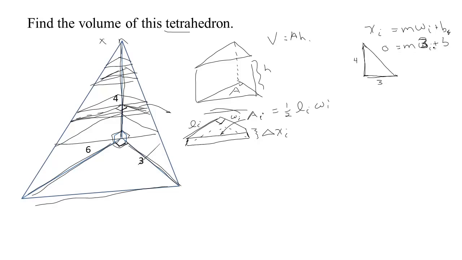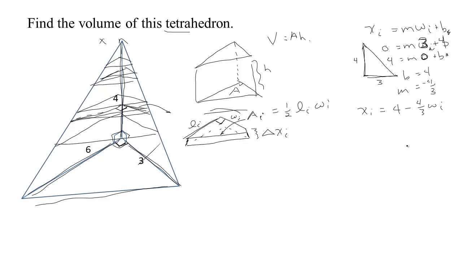0 equals m times 3 plus b. The other thing we know is that when x is 4, m times w plus b is going to be, oh, let's see, the width is going to be 0, huh? So this equation tells me that b equals 4. And now knowing that b is 4, this other equation tells me that the slope is negative 4/3. So we have this relationship between how high we are through the tetrahedron and what the width is. x is going to be 4 minus 4/3 the width.